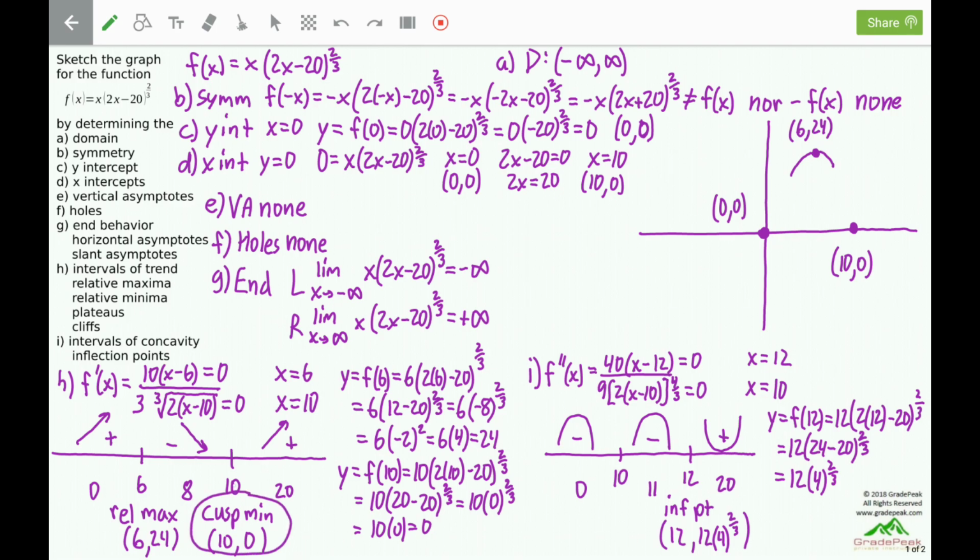Right at the point of 10, 0, we have a relative cusp minimum. That's here. It's one of our x-intercepts. It's going to take a cusp minimum shape, which cusps have a vertical tangent line, so they're vertical and they look something like that.